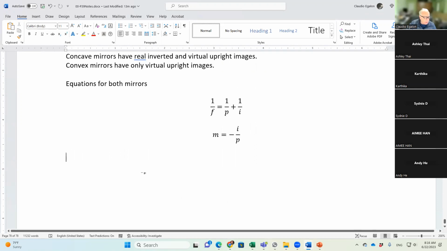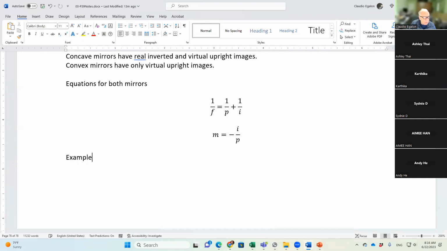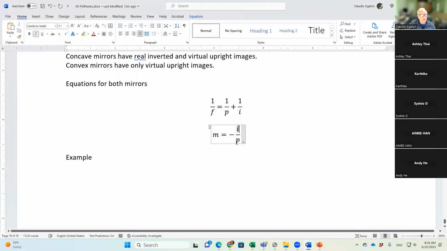Question here: is magnification a vector? No, magnification is not a vector. It's a scalar. So this is a scalar, this is a scalar.